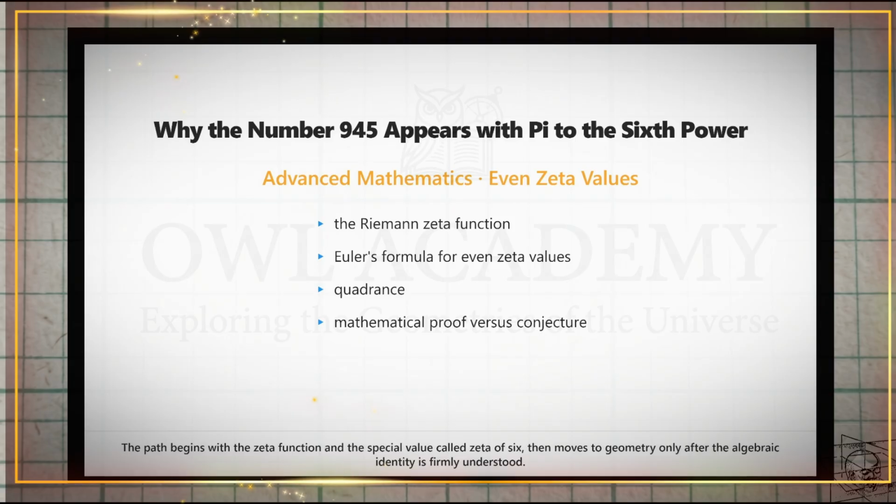The path begins with the zeta function and the special value called zeta of 6, then moves to geometry only after the algebraic identity is firmly understood.